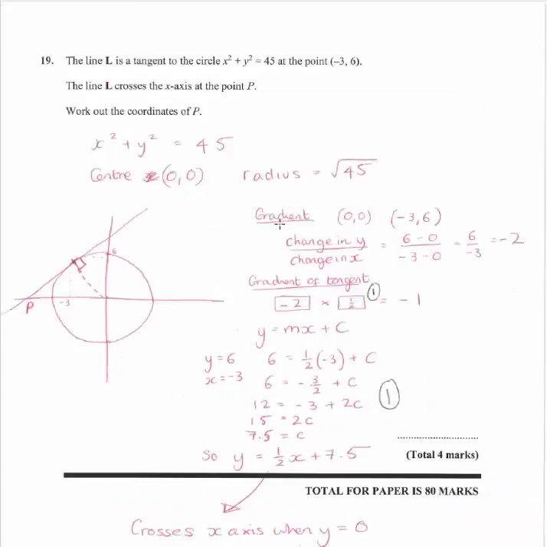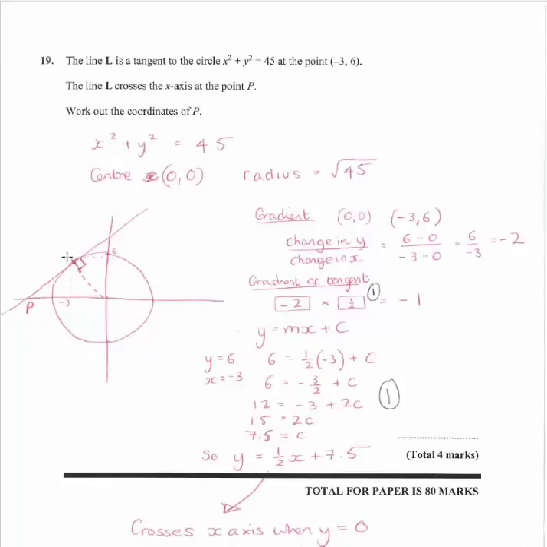The next question talks about a line that is a tangent to the circle with equation x squared plus y squared equals 45 at the point -3, 6. And the line crosses the x-axis at the point P. And now you can see what's happened here. They've actually drawn a picture to show what's happening here. And I recommend you do that.